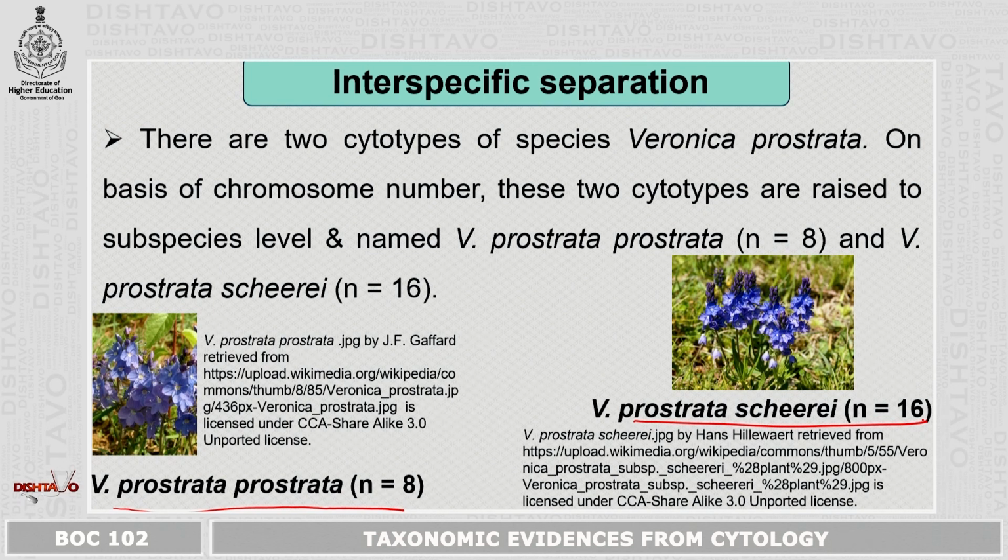Now, based on the chromosome number, these two cytotypes are raised to a subspecies level, wherein one is raised to the subspecies prostrata, showing n is equal to 8, whereas the other one is raised to Shirae, showing n is equal to 16.